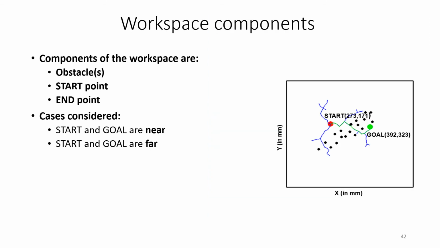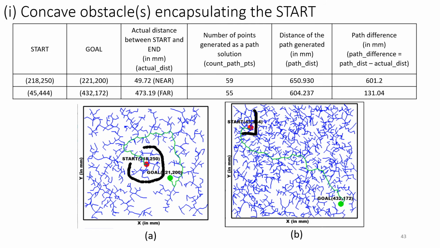The start, goal, and obstacles are the components of the workspace. 6 different workspace configurations were considered for near zone and far zone. In this context, actual path refers to the shortest path. Configuration 1. Obstacles are constructed to encapsulate the start.